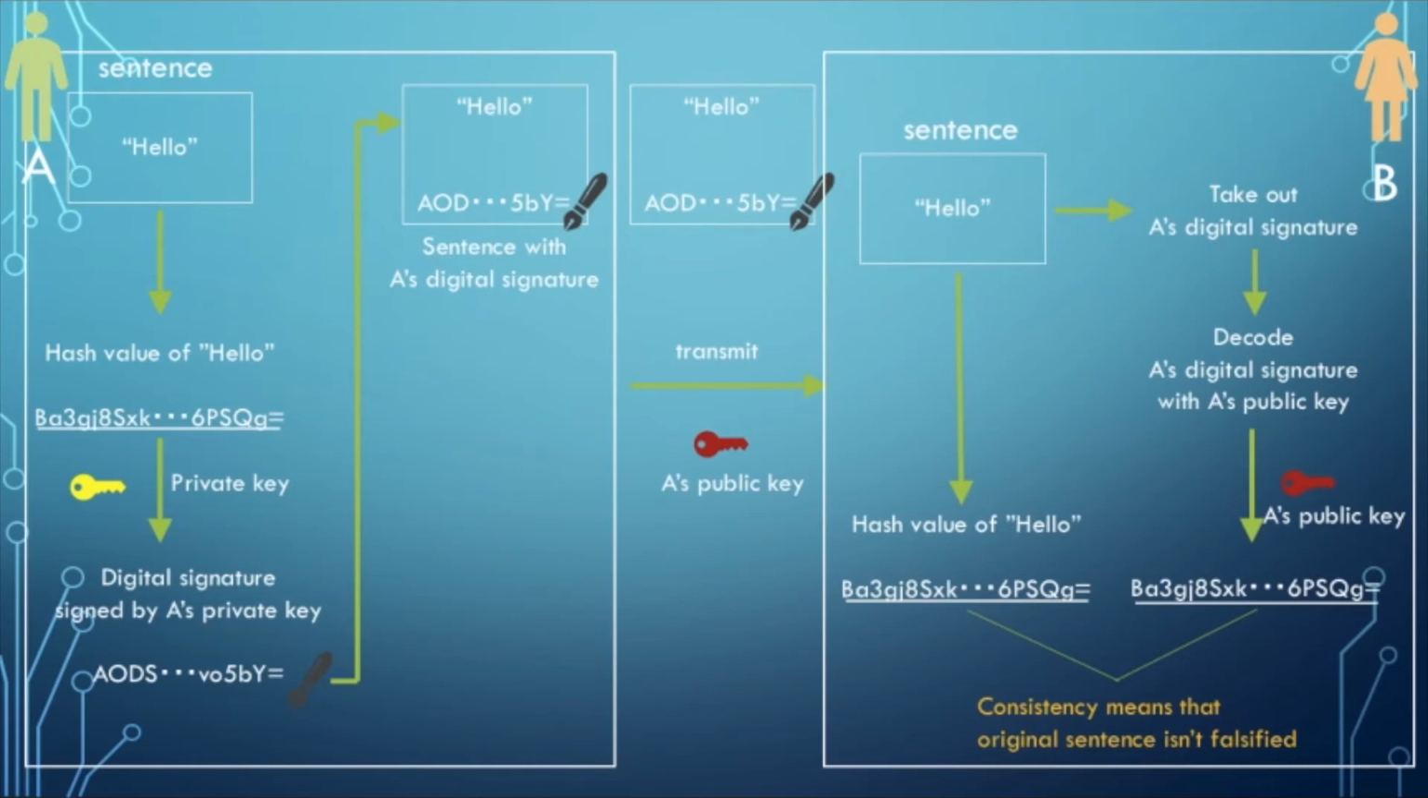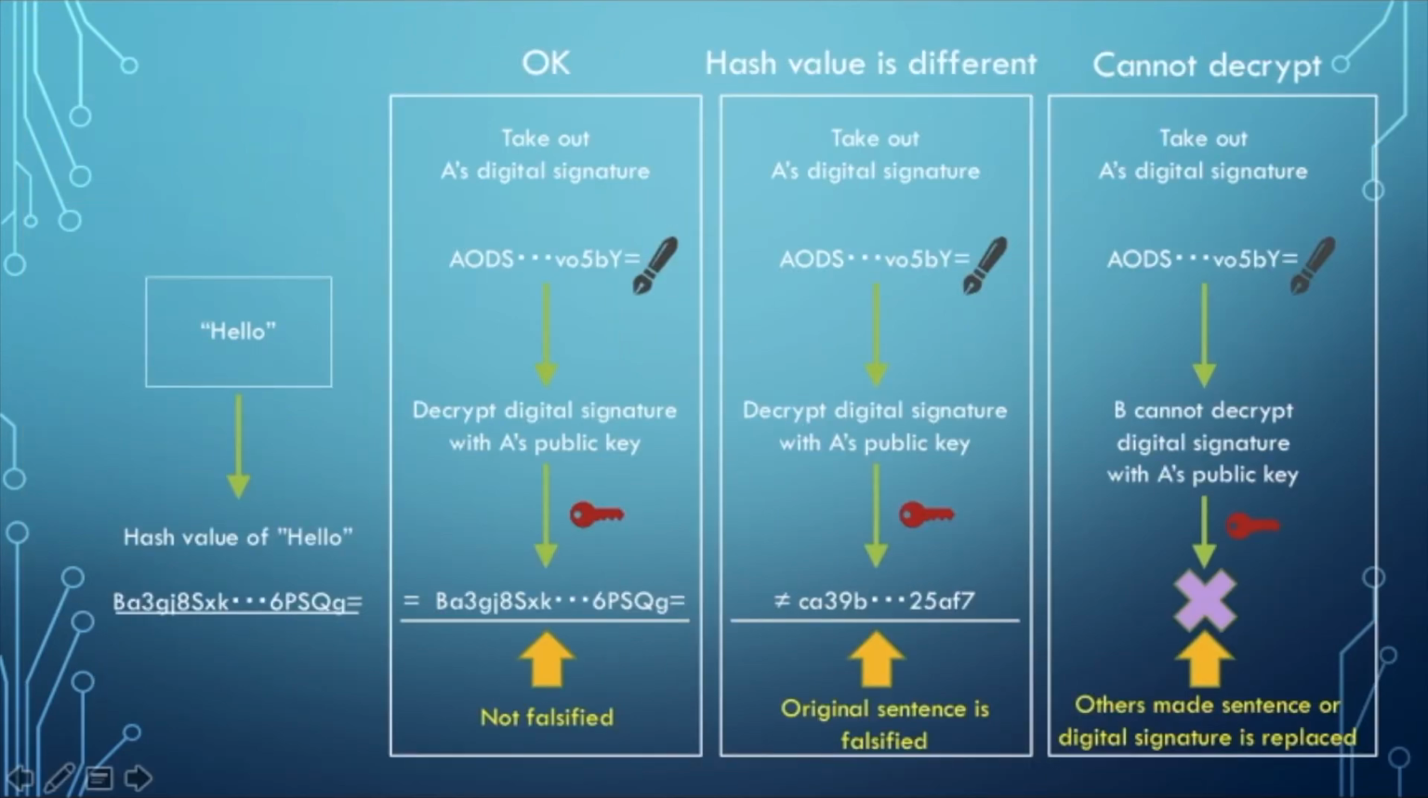If the hash value of the transmitted original sentence and the decrypted digital signature match, the original text is not falsified. Therefore, when the hash value of the decrypted digital signature is different from the hash value of original sentence, it is considered that the contents of the original sentence has been tampered with. If it cannot be decrypted with a public key, there's a possibility that a document was created by another person, or the digital signature was replaced.